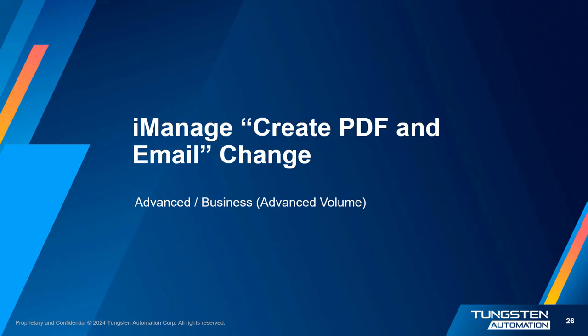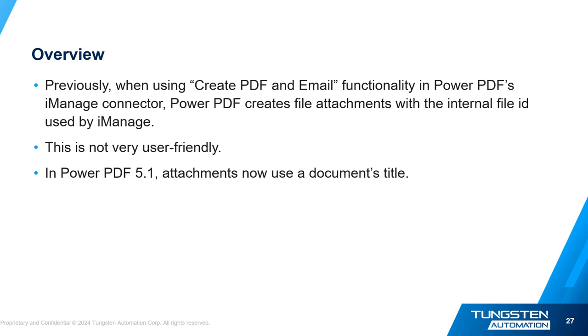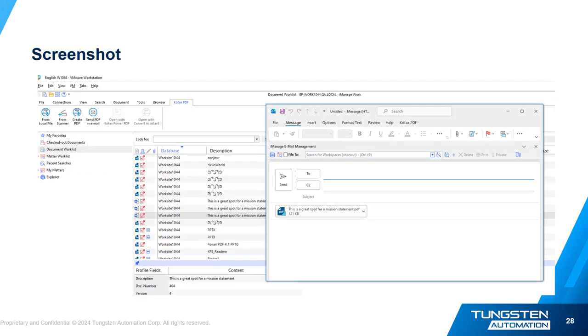The next set of improvements are in the iManage connector of Power PDF. This is also a feature in Power PDF Advanced and Business Editions. For users who are using Power PDF with iManage connector, improvements have been made when using Create PDF and Email functionality. Now the PDF attachment matches the document title, not the document ID as previously.